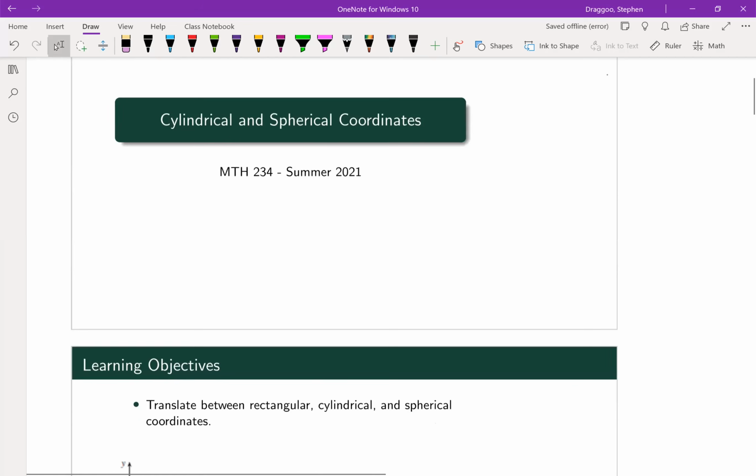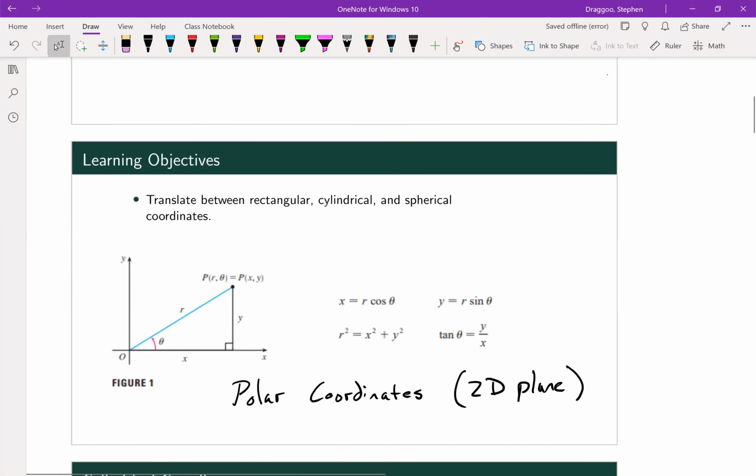So if we check out our learning objectives this time, just the one: translate in between three sets of coordinate systems for 3 space, those being rectangular, cylindrical, and spherical coordinates, where rectangular is already the one we've been working with, and cylindrical and spherical coordinates will both be a 3-dimensional extension of polar coordinates.